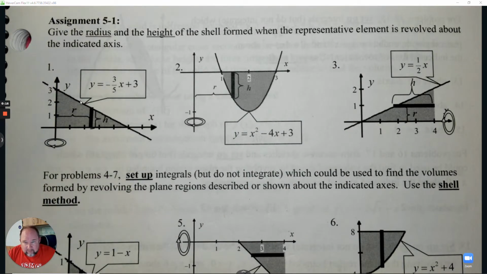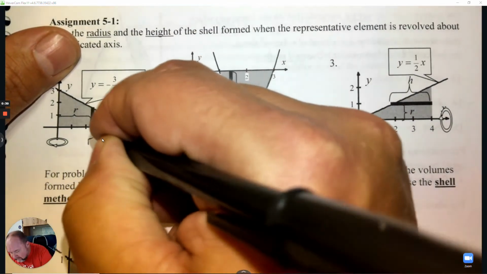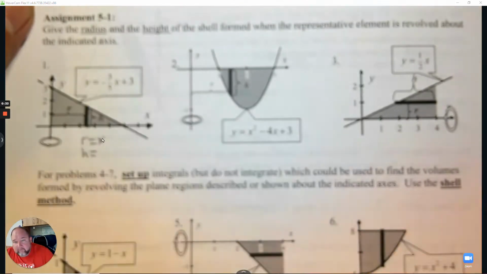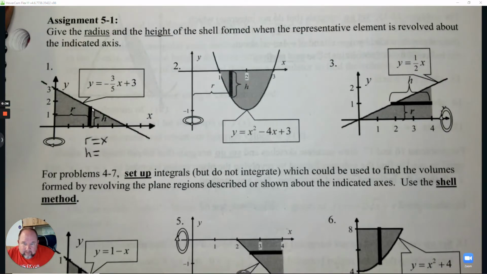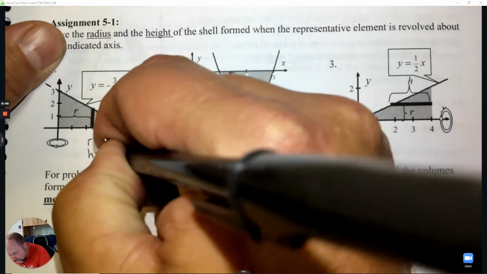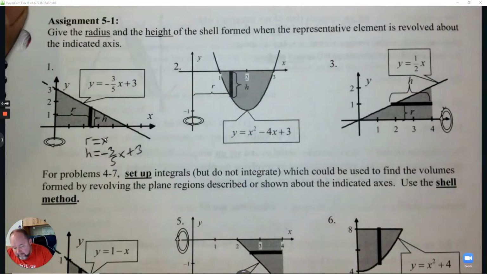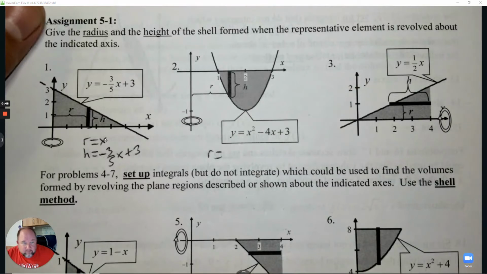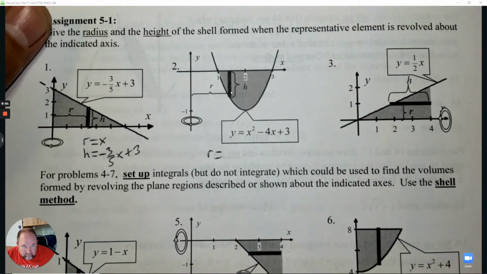And so the first concept is understanding the radius and the height for the shell. So if I look at this diagram, the radius is the x coordinate. If you like, it's the right subtract the left. So the radius subtract 0, or right subtract left. The radius is going to be x. The height is, again, top subtract bottom. The top of the height is this equation. Subtract 0 on the bottom. And that's it.